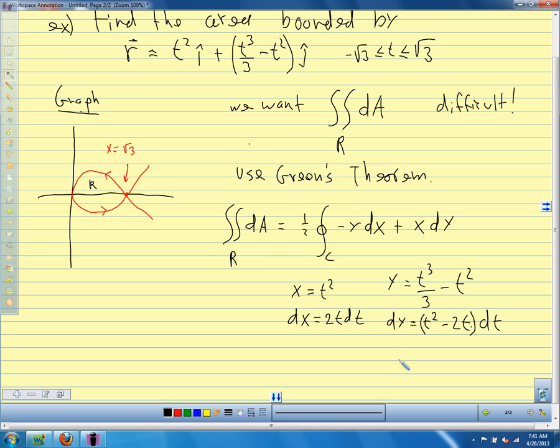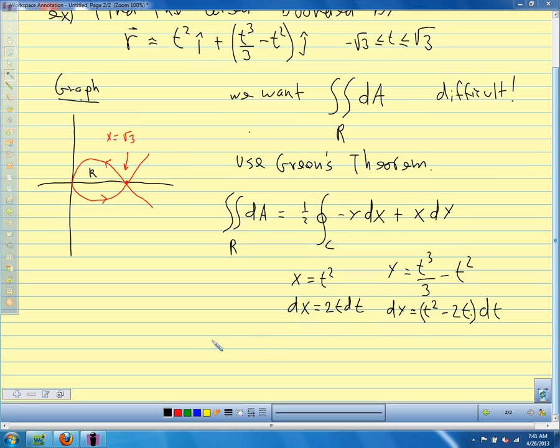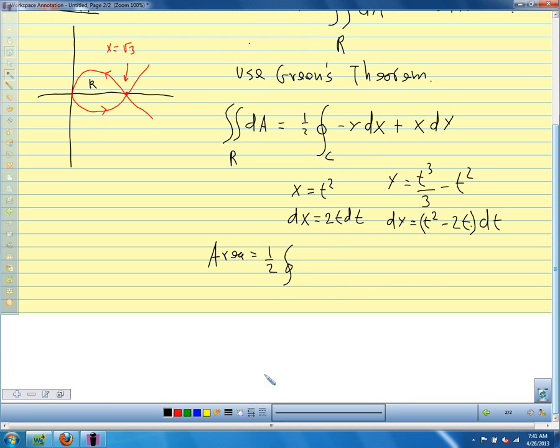So this line integral is not looking too bad. We just end up with polynomials. So our area equals 1/2 the line integral around C, and I'm going to write this as, so this is going to be from minus square root of 3 to square root of 3 of y dx.